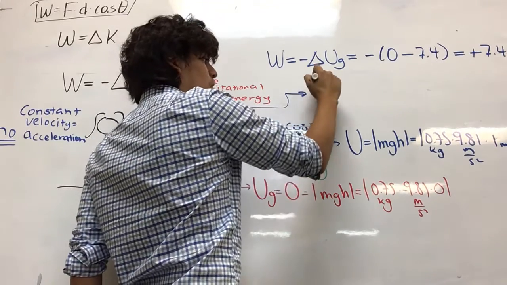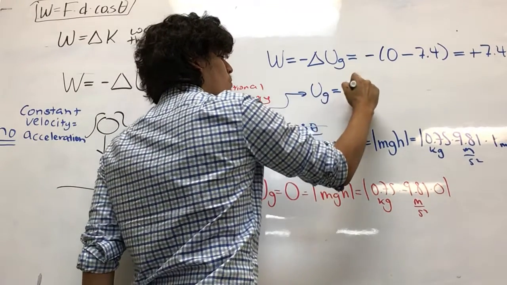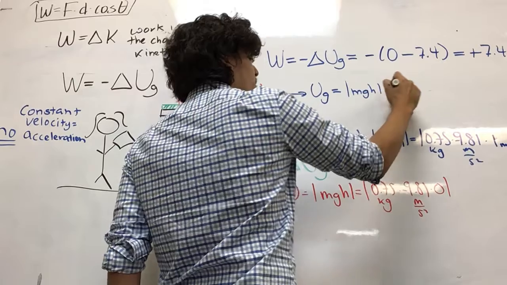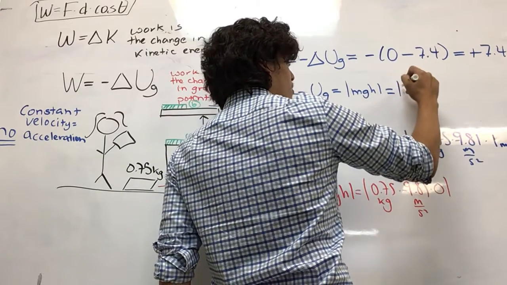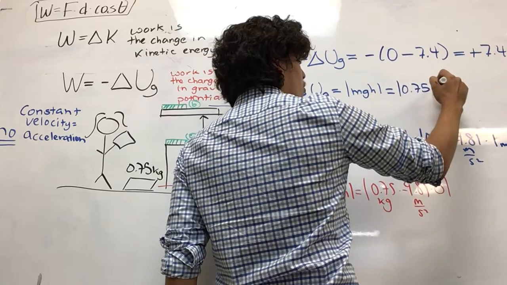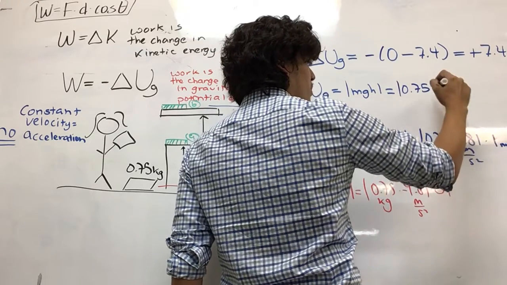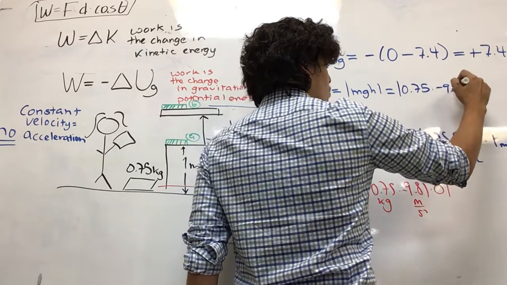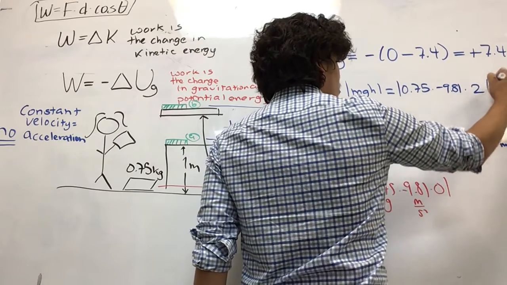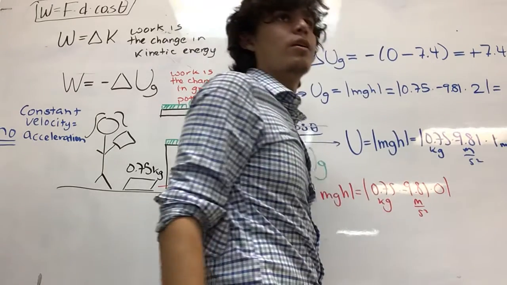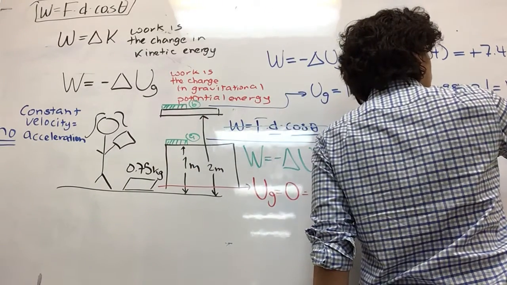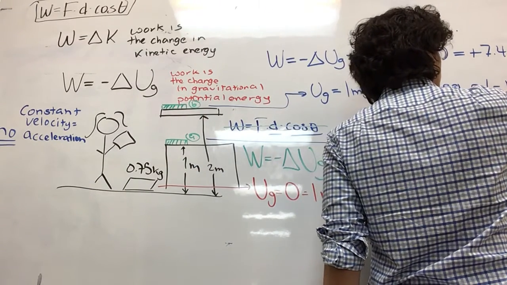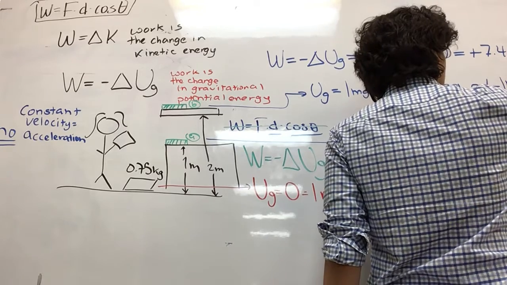So let's do it. U of G is equal to mgh, which is basically the same thing as we did down here, but instead of 1, we're going to go ahead and multiply it by 2. Or if you know your math, you know that you're basically just multiplying this number by 2 as well. So let's go ahead and multiply it by 2. And what is the answer here? Negative 14.71. So let's go ahead and say 14.7. Very good.